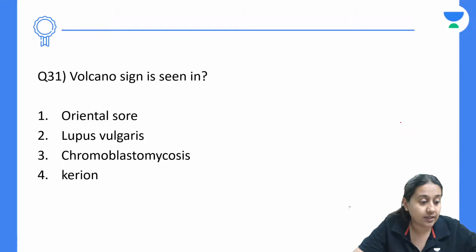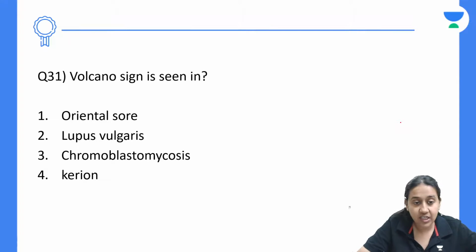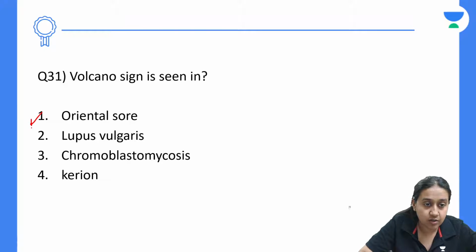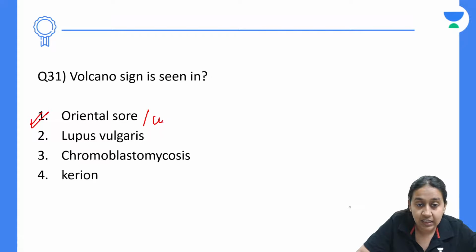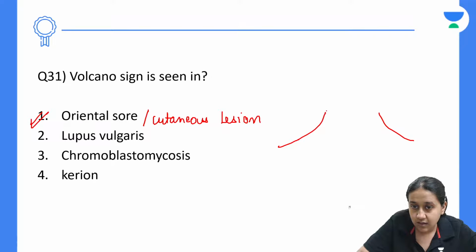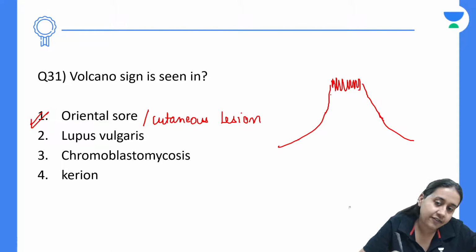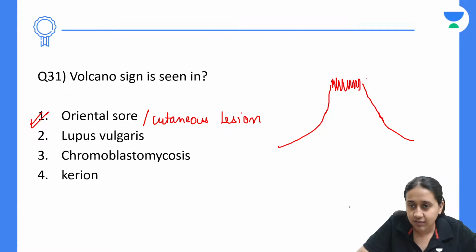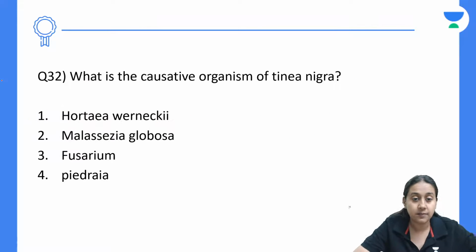What is volcano ulcer? Anyone? Volcano ulcer is nothing but another name for the oriental sore or cutaneous leishmaniasis lesion. Now we have discussed that these lesions are annular lesions. So when you look at it from the side, they are something like this, with a wide base and a narrow neck, and there is a lot of crust which is attached here. So it looks very similar to that of a volcano. So volcano sign is nothing but cutaneous lesion of cutaneous leishmaniasis.